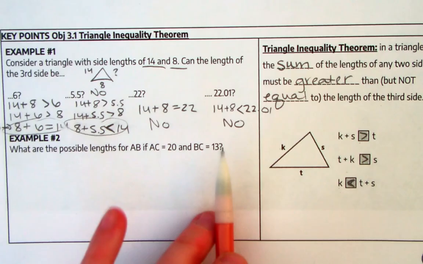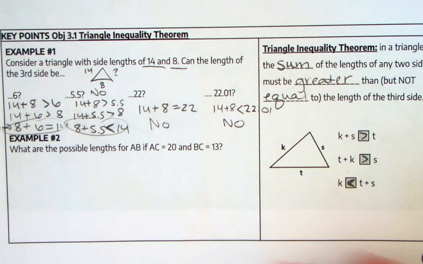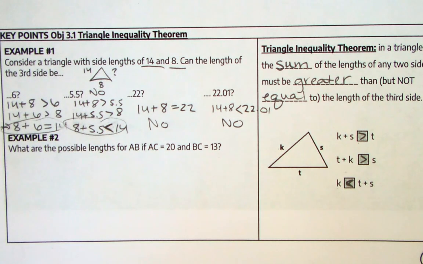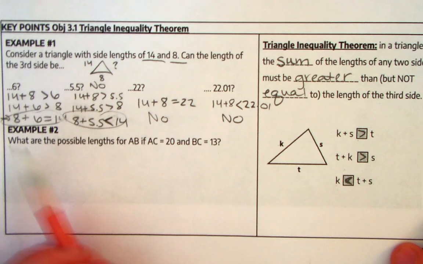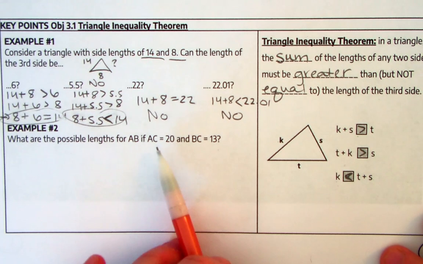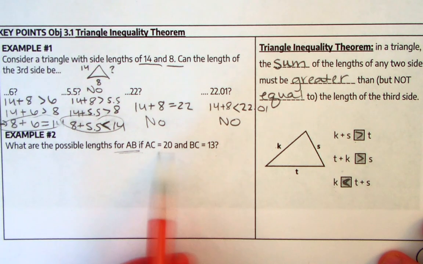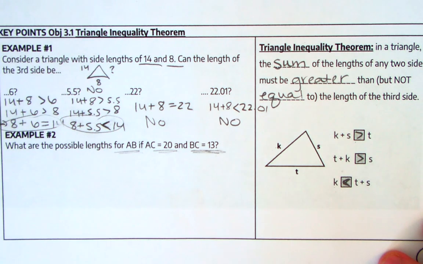Okay, so all of these are no's. Okay. Let's move on to example 2. What are the possible lengths for AB if AC equals 20 and BC equals 13?